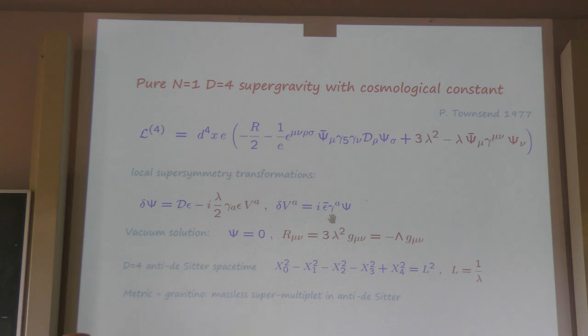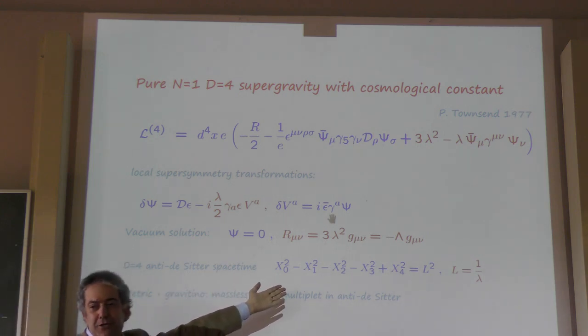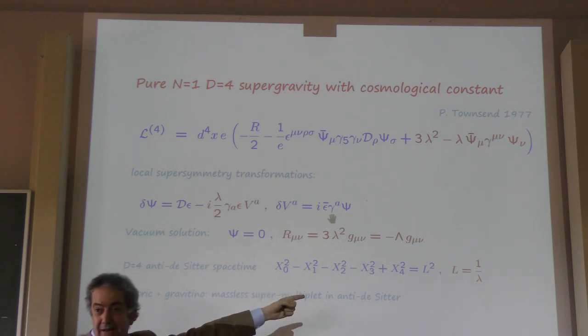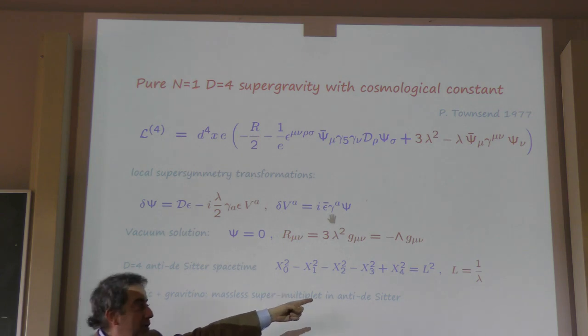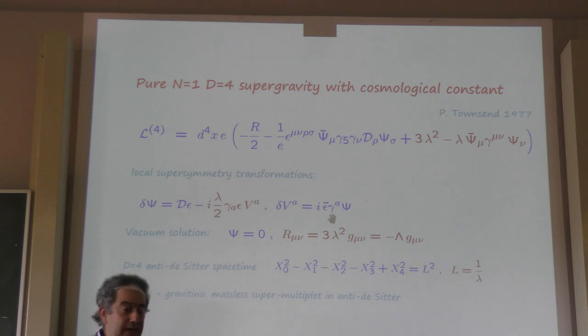This is a kind of big rotated sphere, if you want, of radius L, and our L is 1 over lambda. L is called the anti-de Sitter radius. So this solution has a vacuum which is anti-de Sitter. And this vacuum is supersymmetric, so it preserves all supersymmetries.